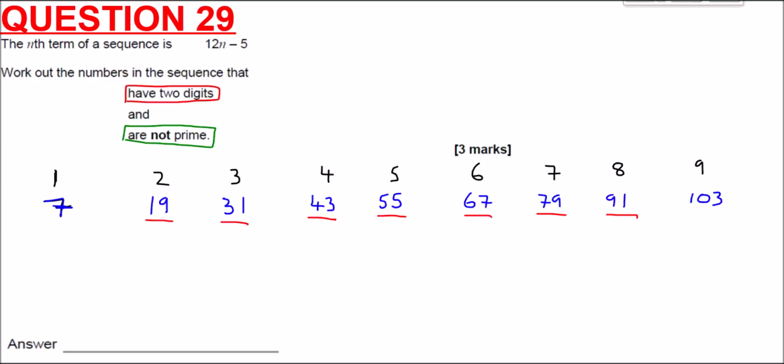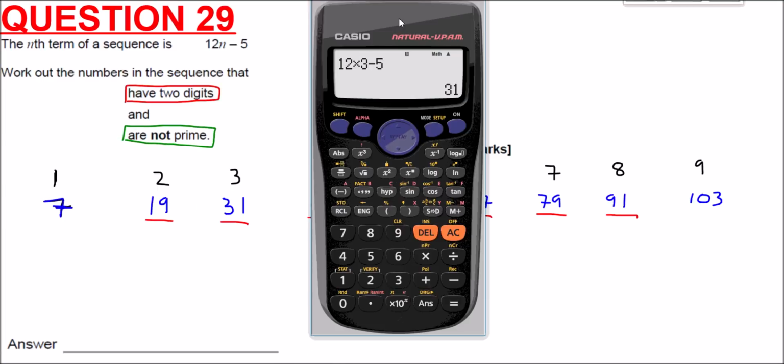So is 19 prime? Well, 19 is prime, but I'm going to show you a neat way how you can check with a calculator if a number's prime or not. You can type in the number, press equals, and then if it's prime, if we press shift and fact, nothing should happen, because this finds a prime factorization of a number. So if nothing happens, then it's already a prime number.